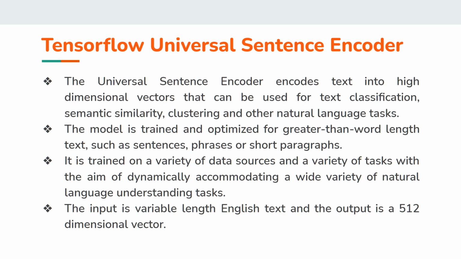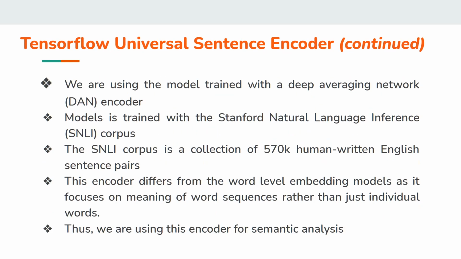The input is variable length English text and the output is a 500 dimensional vector. We are using the model trained with a deep averaging network (DAN) encoder. The model is trained on the Stanford Natural Language Inference (SNLI) corpus. The SNLI corpus is a collection of 570,000 human-written English sentence pairs that are also labeled manually. The sentence encoder differs from word level embeddings as it focuses on the meaning of the word sequences rather than just individual words. Thus, we are using this encoder for semantic analysis.